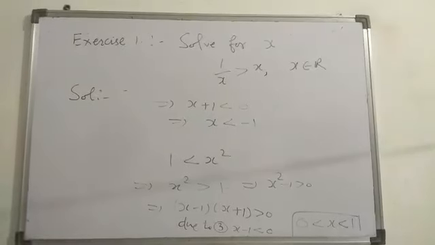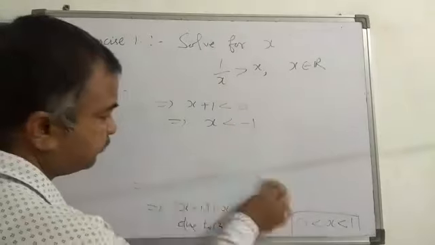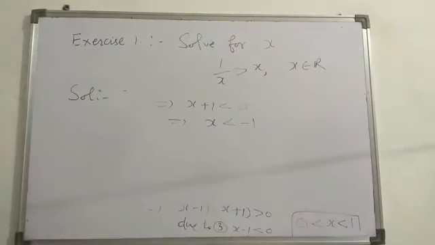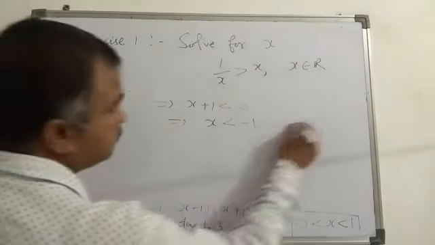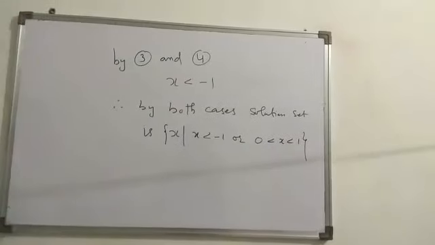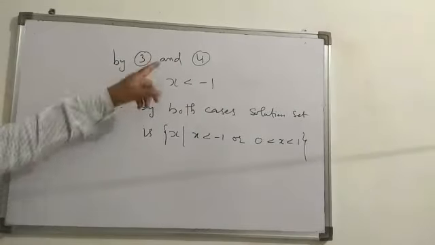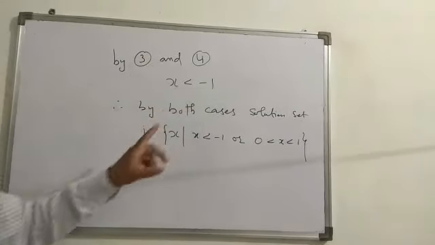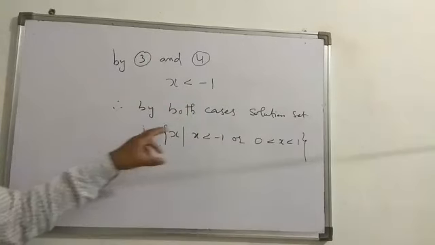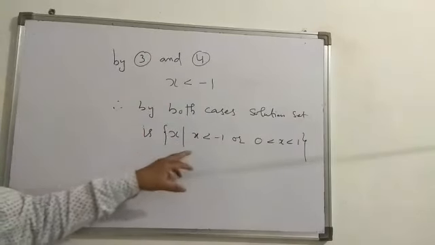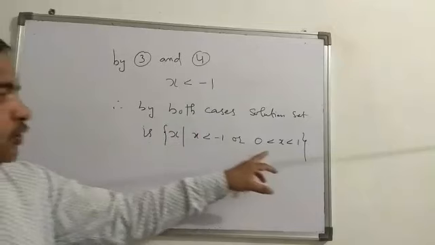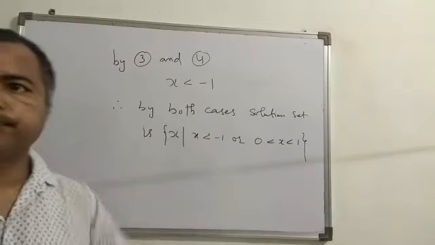So by 3 and 4, x is less than minus 1. So from both the cases the solution set is x such that x less than minus 1 or 0 less than x less than 1.